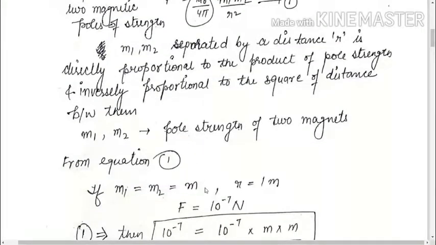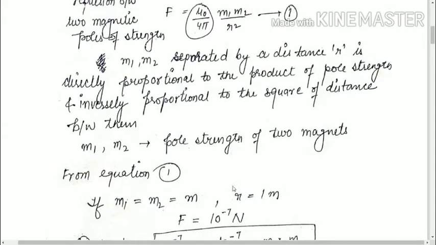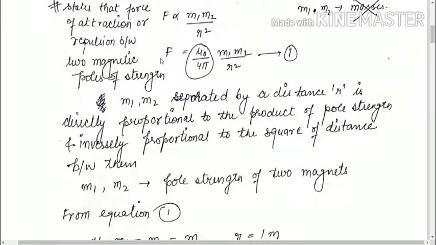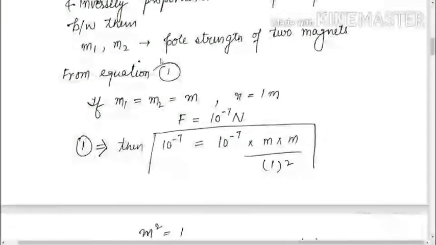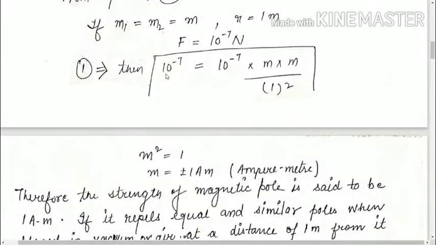And now from equation 1, if you put m1 equals m2, that is equal to m, and if r is the distance between them, we take it as 1 meter. And let the force be 10 raised to power minus 7 Newton. Then you get 10 raised to power minus 7 Newton equals 10 raised to power minus 7 into the pole strengths of the two magnetic poles divided by the square of the distance between them. That is nothing but the first equation after putting in these values. So m square equals 1, that is m equals plus minus 1 ampere meter.